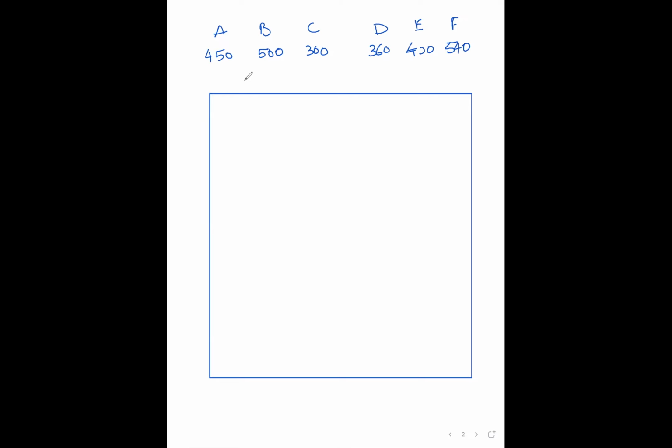50. Okay, so how would it be if we choose 50? If we choose 50, let's say this is my 0, and I say 50, 100, 150, 200, 250, 300, 350, 400, 450, 500, 550, 600.